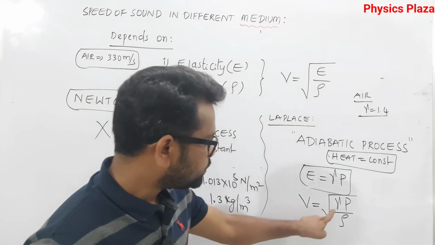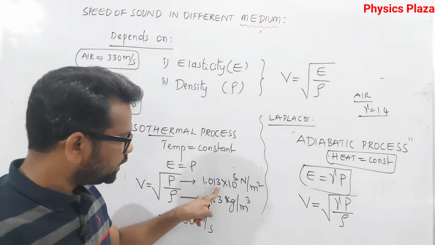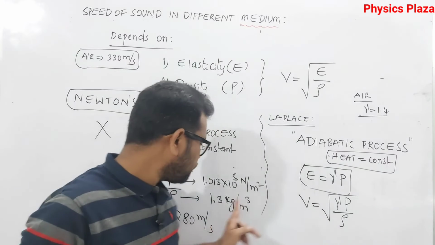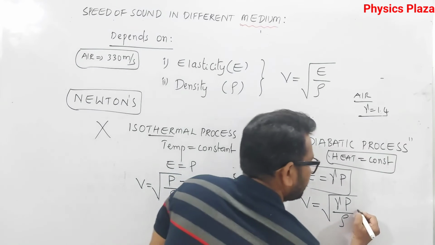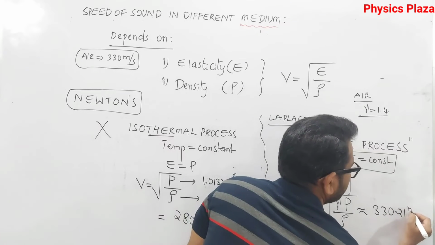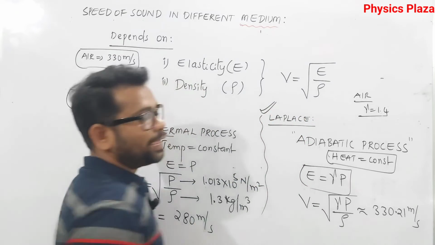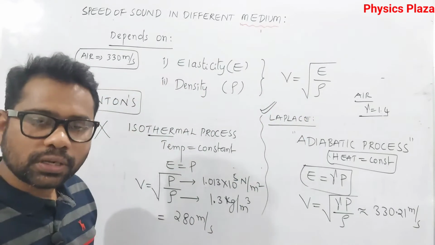So children, if you substitute gamma value 1.4, P as usual 1.013 into 10 power 5, and rho is 1.3, approximately we get 330.21 meter per second. So this is almost matching with the experimental value.